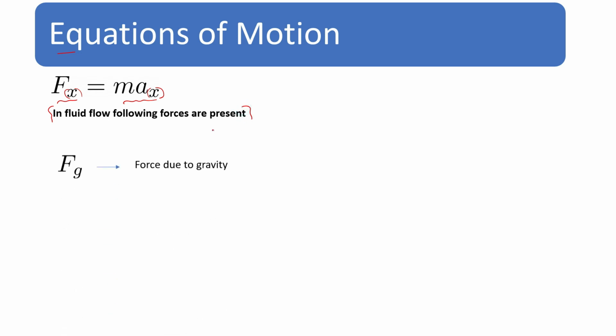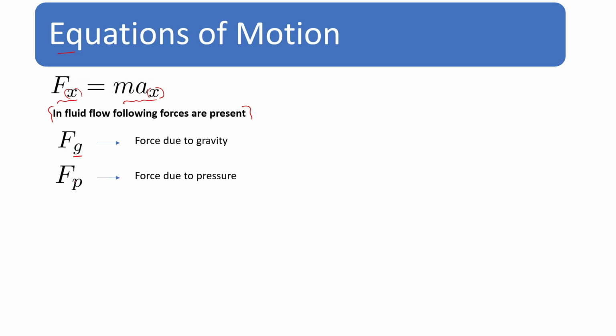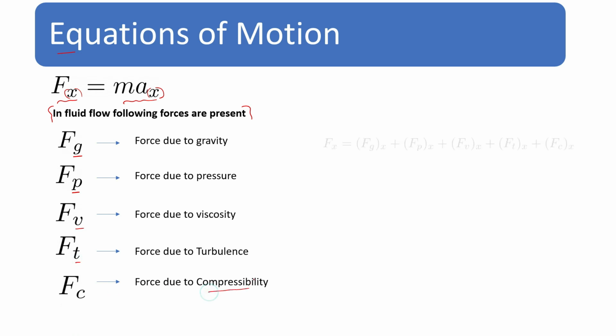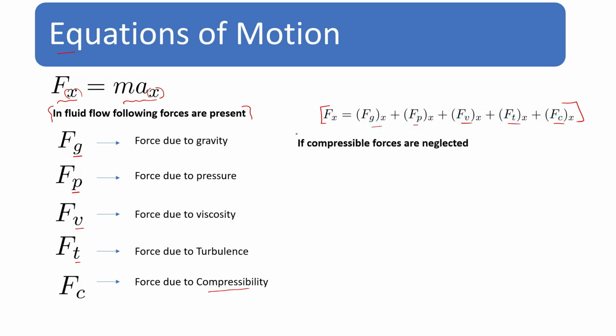These forces are: first, gravitational force, that is force due to gravity, then force due to pressure, force due to viscosity, force due to turbulence, and force due to compressibility. So the net force will be the sum of these forces. If compressible forces are neglected, then the net force will be equal to gravity force, pressure force, viscous force, and turbulent force.